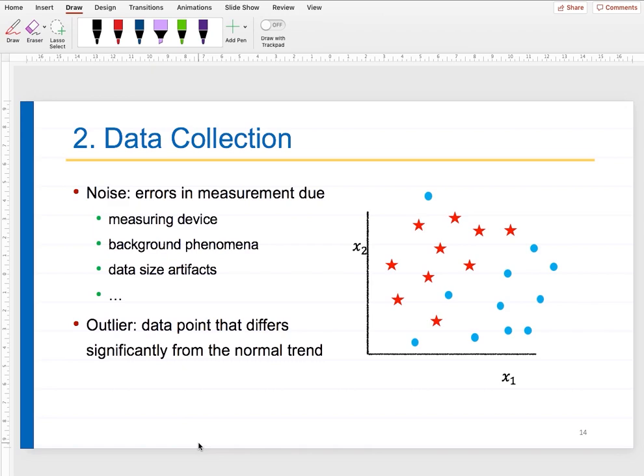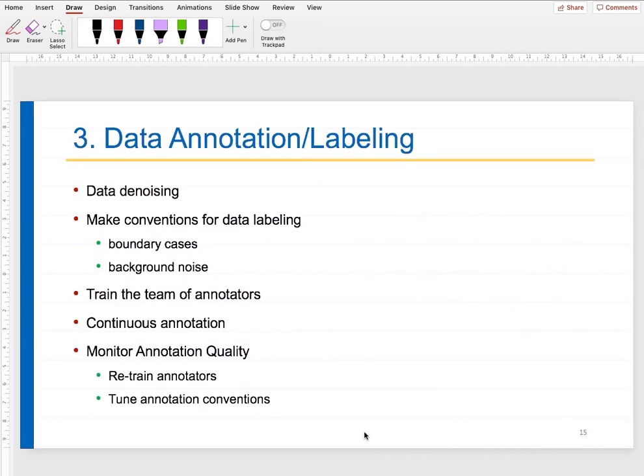So that is called an outlier. It is just different from the trend. In this figure, you can see which one is an outlier. The top blue one, right? The odd man out. It behaves very differently as compared to the other roses. That is an outlier. Okay.